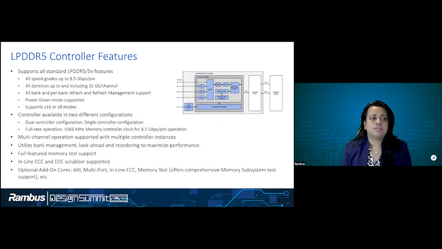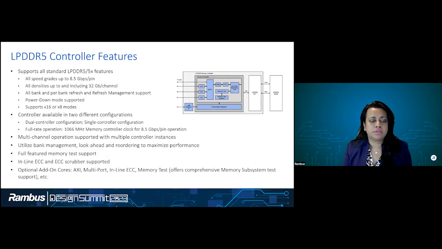So the LPDDR controller supports all of the standard LPDDR5X features. It supports all of the devices per the JEDEC specifications. All speed grades up to 8.5 gigabits per second per pin rate are supported. All densities, including up to 32 gigabit per channel, are supported. And we offer all bank and single bank refresh, in addition to refresh management support. Power down mode and support for x16 and x8 mode is also offered.